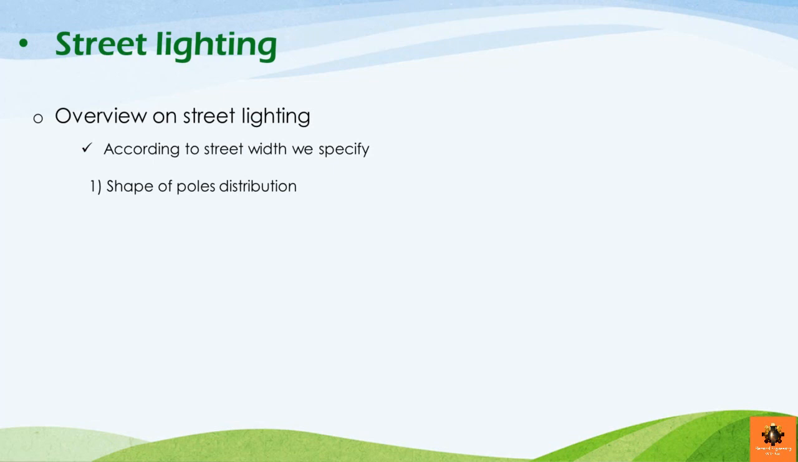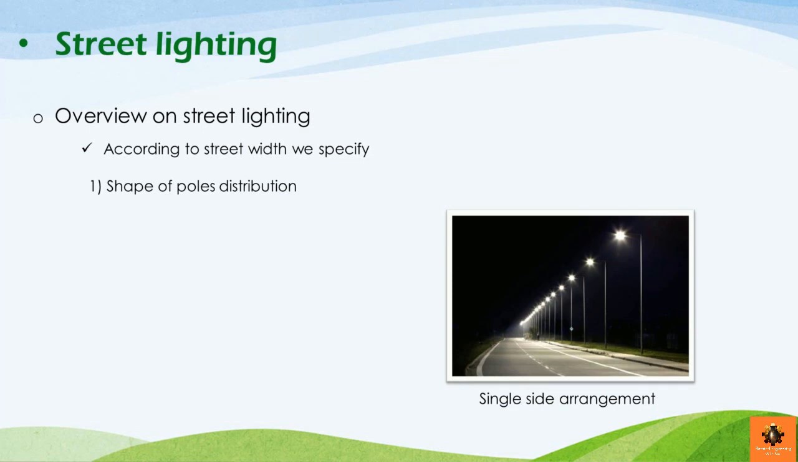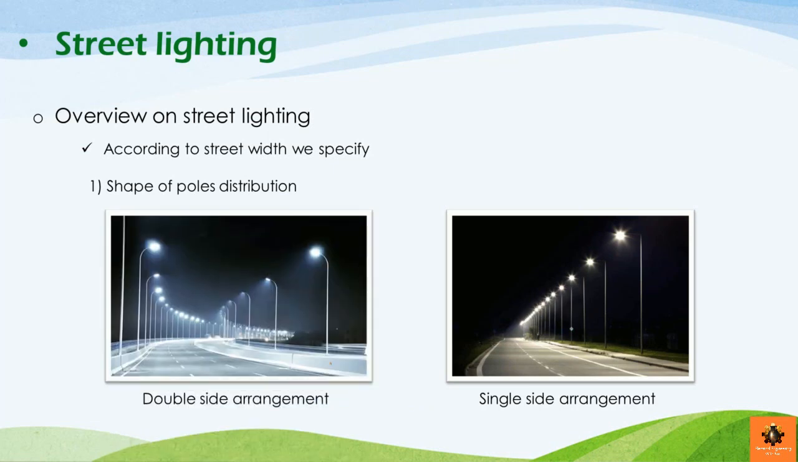Those poles have different shapes of distribution, and one shape is the single side arrangement. In that shape of distribution, the lighting poles are installed on one side only of the street. As you see here, we have the luminaires arranged on one side only, while the other side is free or has no poles. Another arrangement type is the double side arrangement, and in that method of distribution the luminaires are arranged on the two sides of the street. So according to the street width we specify the shape of the luminaires distribution.